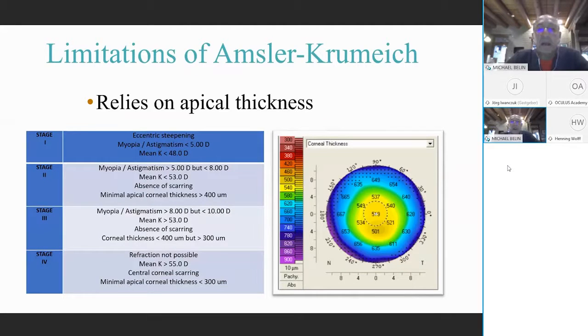So again, the other limitations of Amsler-Krumeich: it relies on apical thickness. It was formulated using an optical pachymeter. The picture on your right shows a central corneal thickness of 519. Actually, it was 520 at the maximal point. But this cornea actually thinned to 499 at the thinnest point. Again, Amsler-Krumeich is an apical reading. It's not the thinnest point of the cornea.